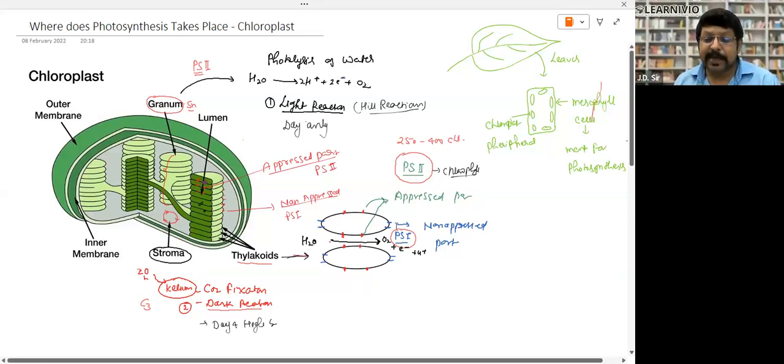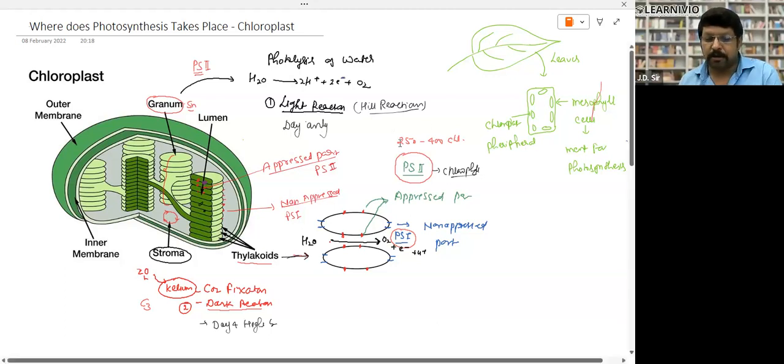Then in the non-appressed part, there is another special group of chlorophyll molecules called photosystem 1, PS1. PS2 means photosystem 2, PS1 photosystem 1. They are found in the non-appressed part. They are not responsible for breakdown of water, the photolysis of water. Breakdown of water molecule means PS2 photolysis of water, that is H2O breaking into 2 hydrogen ions, 2 electrons plus O2. This is called the light reaction or Hill reaction. This takes place only in daytime in the presence of light, and it takes place in PS2.